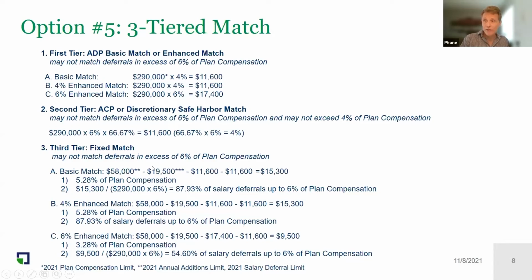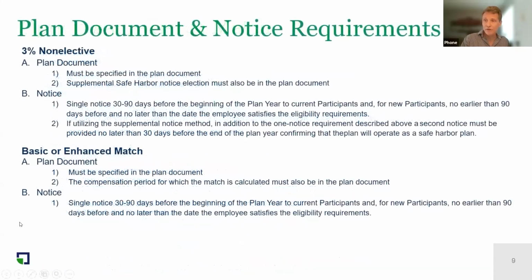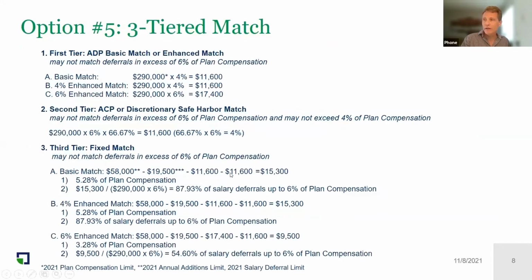Okay, we're going to subtract off the deferrals of 19,500. That's the 2021 salary deferral limit. We're going to subtract off the first match of 11,600 up here.